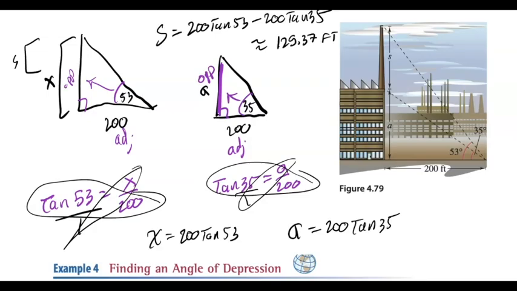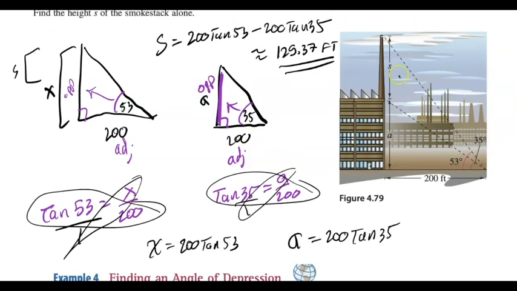I'm skipping the calculator work so that you guys can do that. So that's the idea though. You set up the two separate triangles, the bigger one and the smaller one, and to find s, which is this part here, you just do the bigger triangle minus the smaller triangle. You should get about 125 feet.